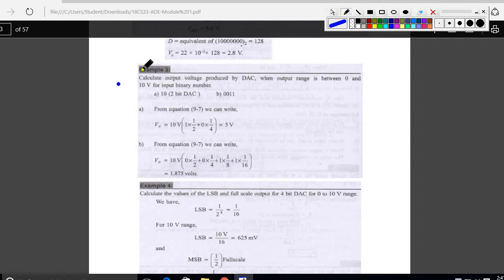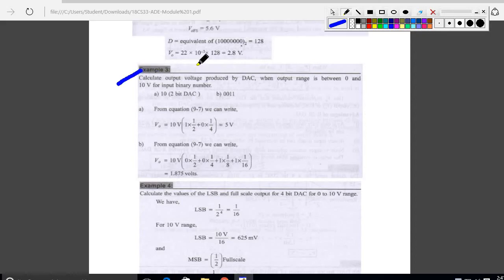Okay, see this example. Calculate the output voltage produced by the DAC when the output range is between 0 and 10 volts for the input binary number. So what exactly, the 2-bit DAC is there and 0011. Okay, so output voltage is what? V0 is equal to, so what is that exactly? The full scale voltage, it is the range between 0 to 10, right? So it is 10 volts, so you have to take it like that.